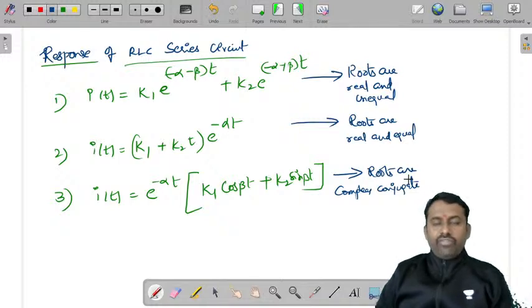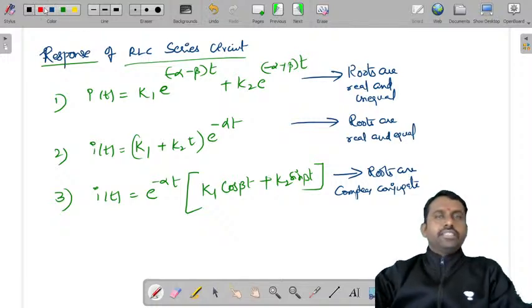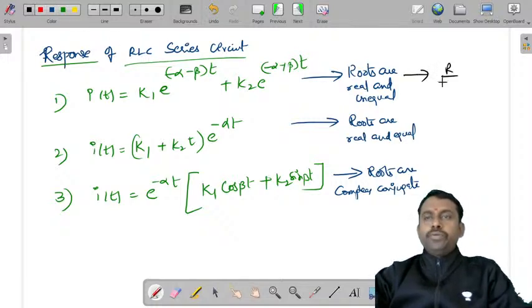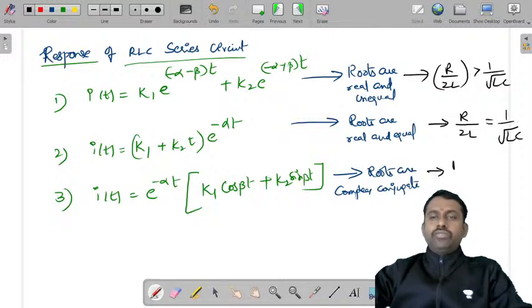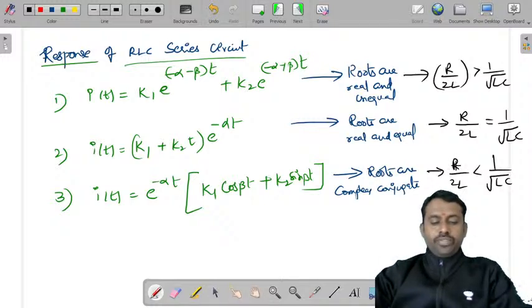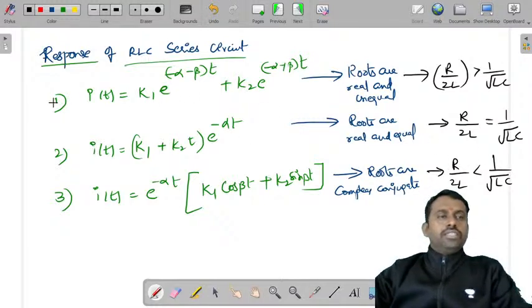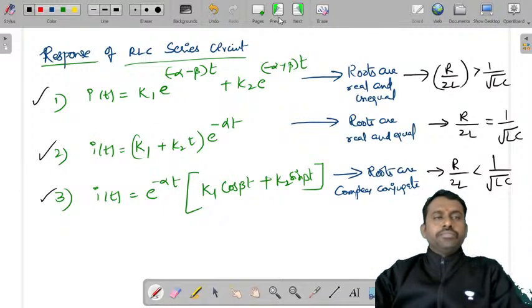So these are the different conditions or responses based on the roots. This is when R by 2L is greater than 1 by root LC, this is when R by 2L is equal to 1 by root LC, and this is when R by 2L is less than 1 by root LC. So this is the response of an RLC series circuit for a step input, you can say.